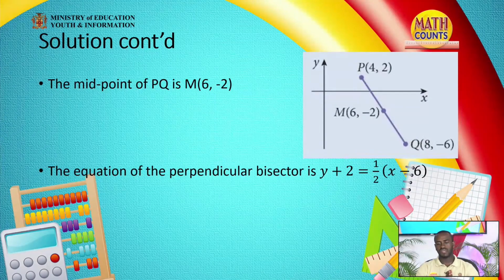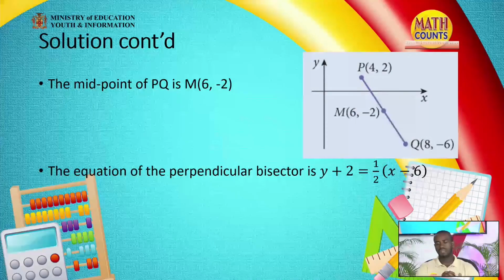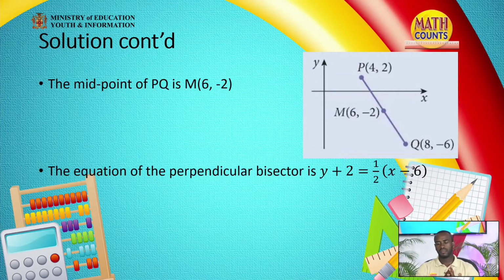And after we have done that, we should get y plus 2 is equal to half into x minus 6. Remember, y minus a negative 2 is the same result as having y plus 2. Now, your equation could be left as that, as was said before.